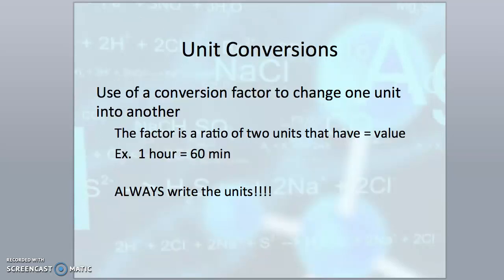Unit conversions are a big part of chemistry, and you will need to master this using a technique called dimensional analysis. If you have a different method, you should stop using it and start using dimensional analysis right away. We will use the term factor often. This term refers to a relationship between two units that are equal. For example, 1 hour equals 60 minutes.